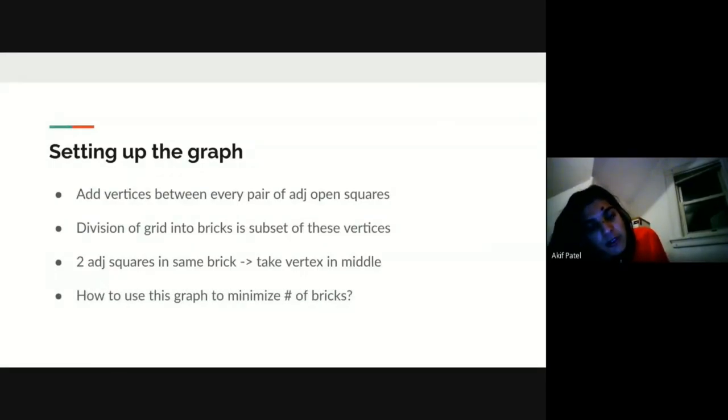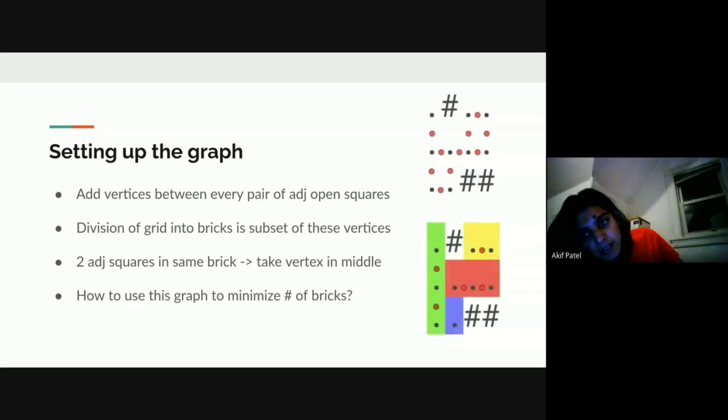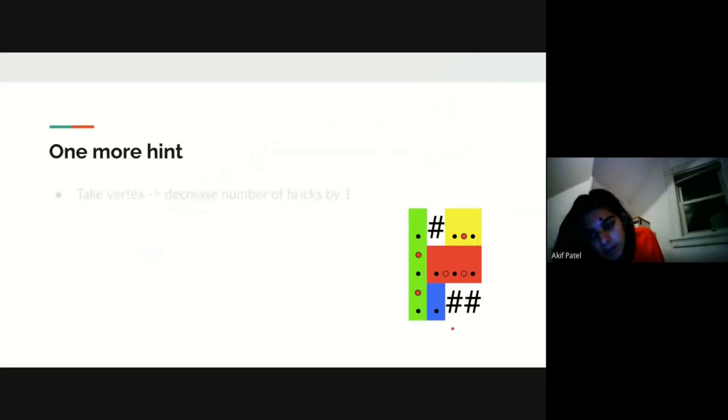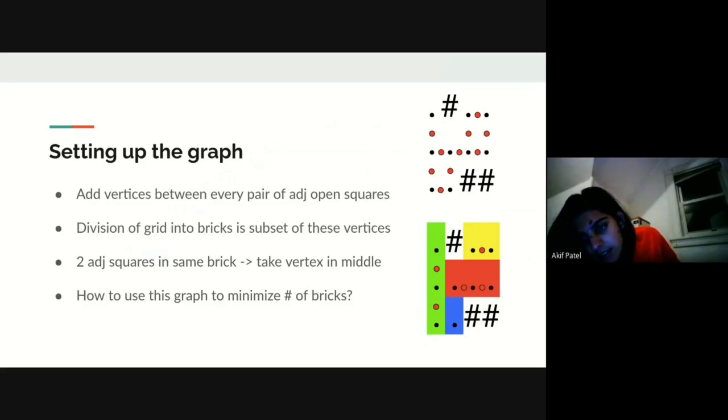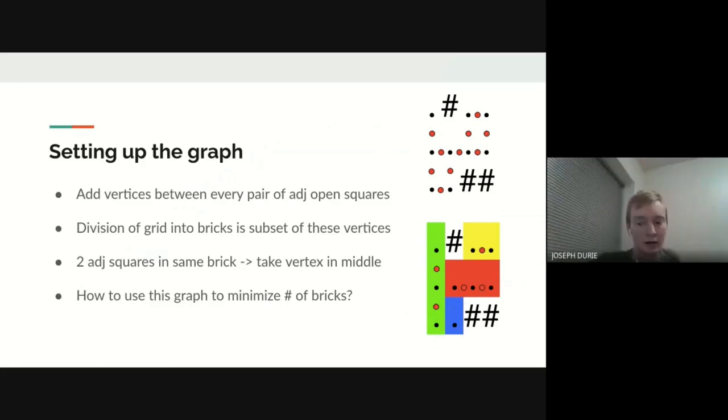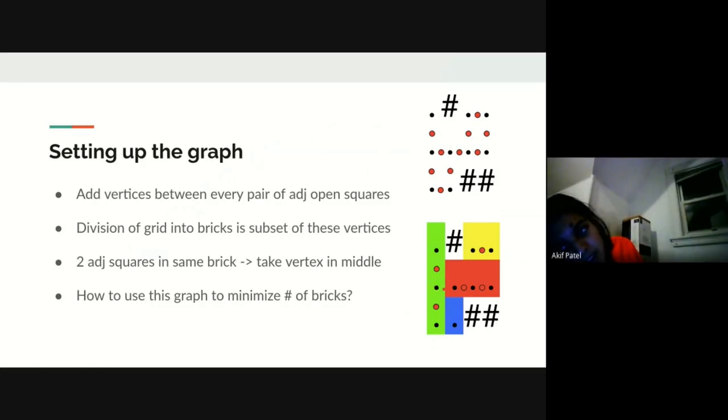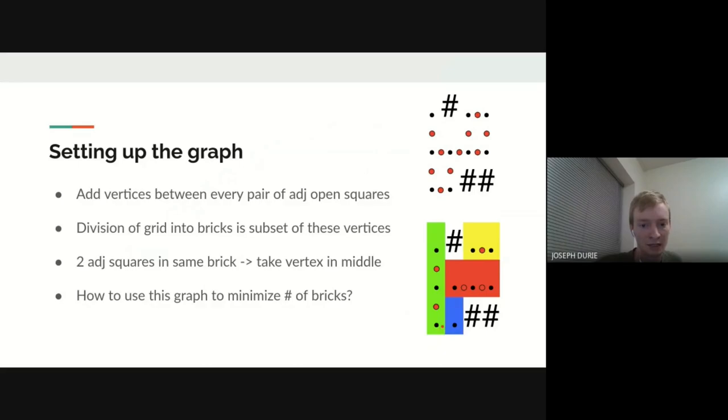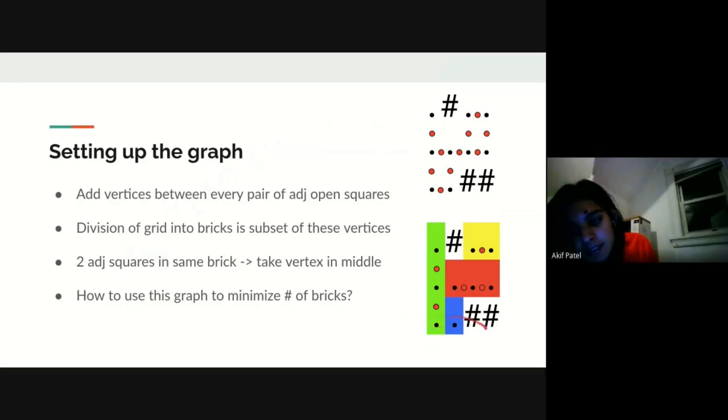So how are we going to use this graph to minimize the number of bricks that we take? First, to use an example, if this is our subset of vertices that we take, that gives us this setup of bricks. You can see that if a vertex is in the bottom set, that means the two squares on either side of it are in the same brick. The bottom vertex is not in the final set because it's between two different bricks, between the blue and the green. That means we don't take this one.